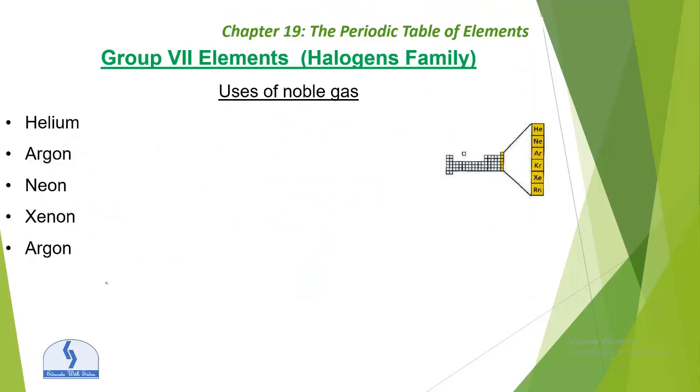Uses of noble gases: where is helium used? Tell me. Yes, it is used for filling weather or advertisement balloons, and airships as well. Basically, noble gases are used to provide an inert atmosphere, and there are a few uses: helium is used in filling weather balloons, and argon is used in filling tungsten bulbs.